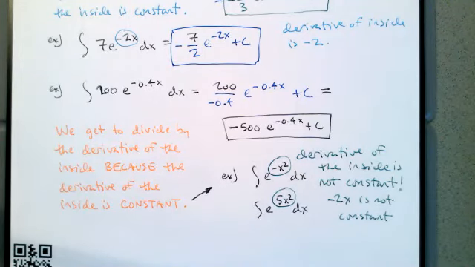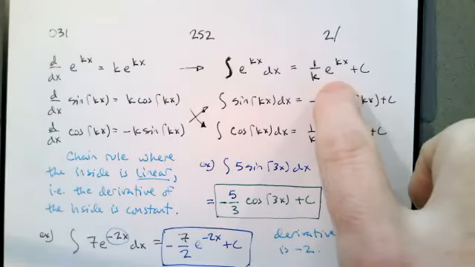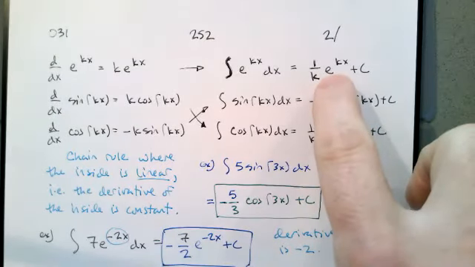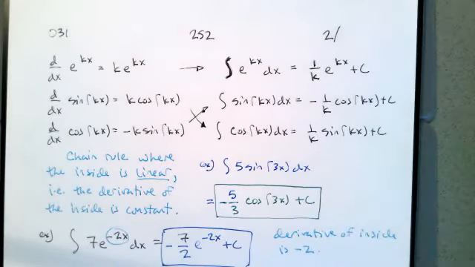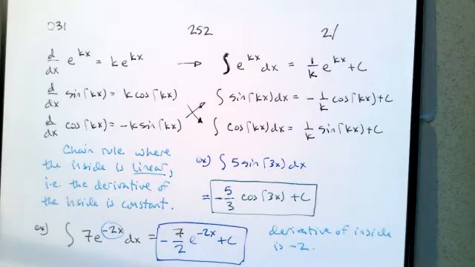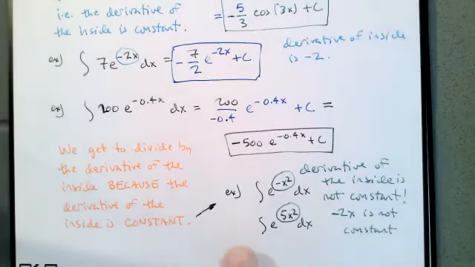No, e to the 5x squared is not constant. It's got the variable x in it. So that's not what I was asking. That's not what we're concerned about either. We're trying to decide when I can just divide by the 1 over k. When do I get away with 1 over k e to the kx? That only works when we have 1 over some constant, when the derivative of the inside is a constant. This is not constant because it's got an x in it. So it's a variable expression.